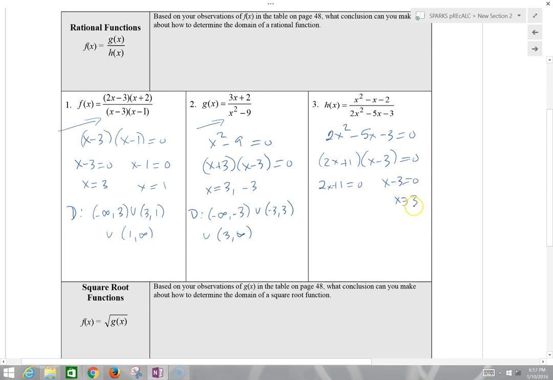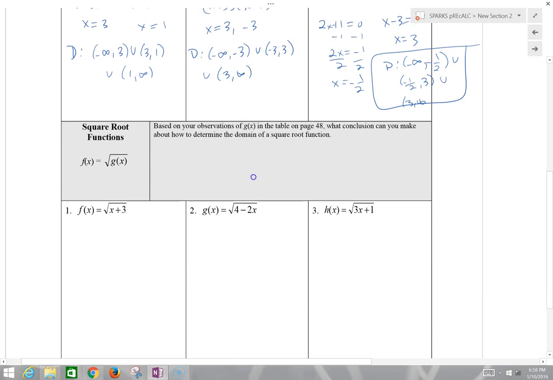This is x equals 3. Subtract 1. 2x equals negative 1. Divided by 2, x equals negative 1/2. So these are the two places that the function is going to have a little hiccup. So the domain then is from negative infinity to negative 1/2, and from negative 1/2 to 3, and from 3 to positive infinity. There's the domain for that function.